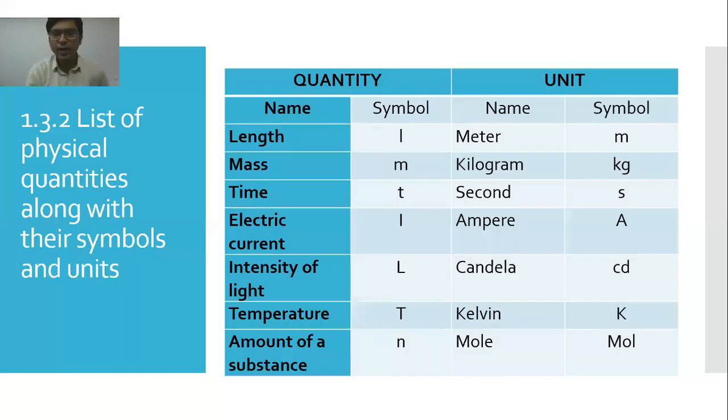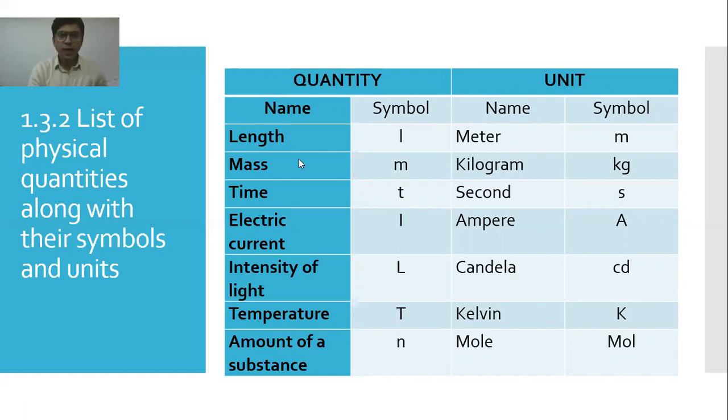So this is a table. In this table you can clearly see that, as I've told you, base quantities are 7 in number. These are length, mass, time, electric current, intensity of light, temperature, and amount of a substance. In the next column, you can see its symbol. Let's talk about it one by one. Firstly, length. Its symbol is small l. Length is represented by a small l. Its unit is meter and its symbol is small m. You have to remember it.